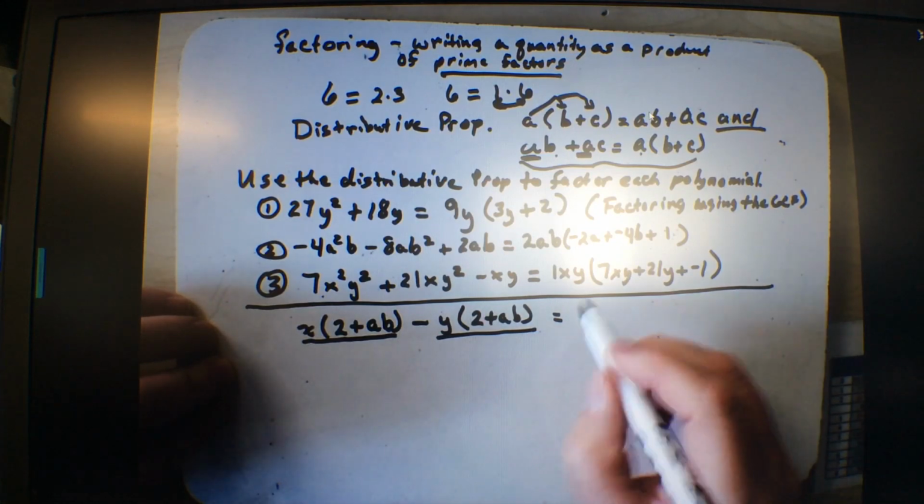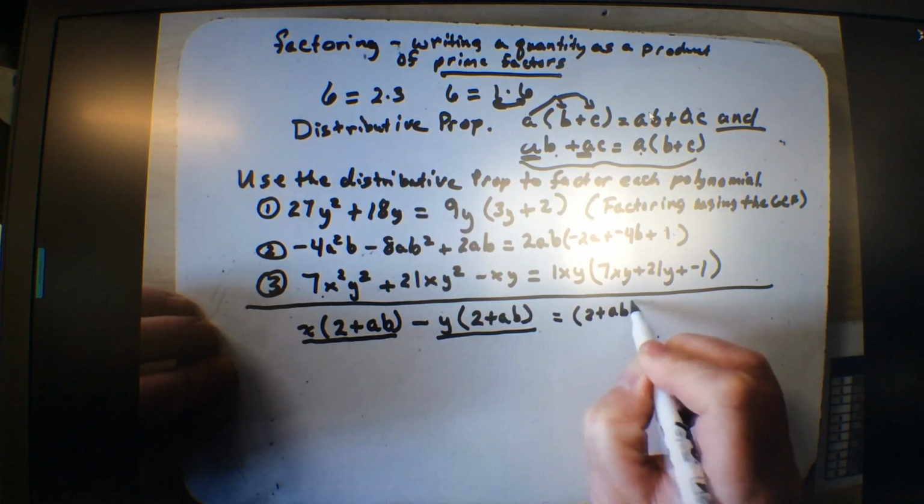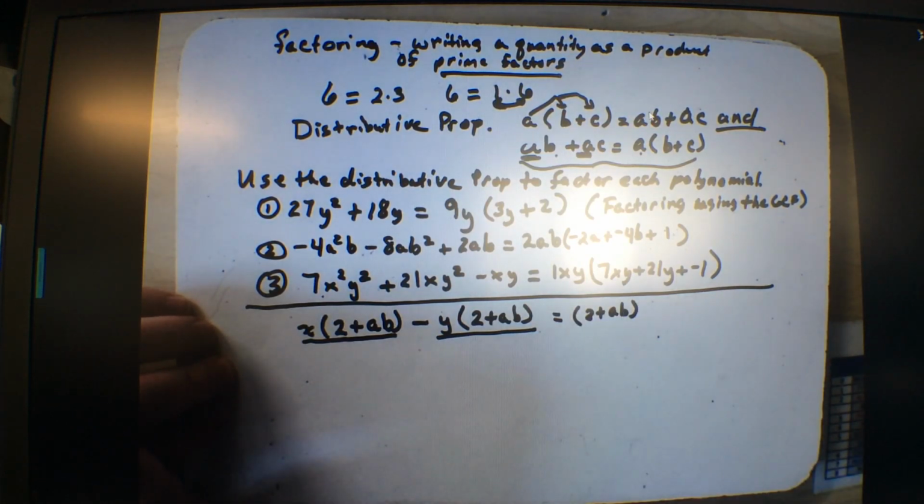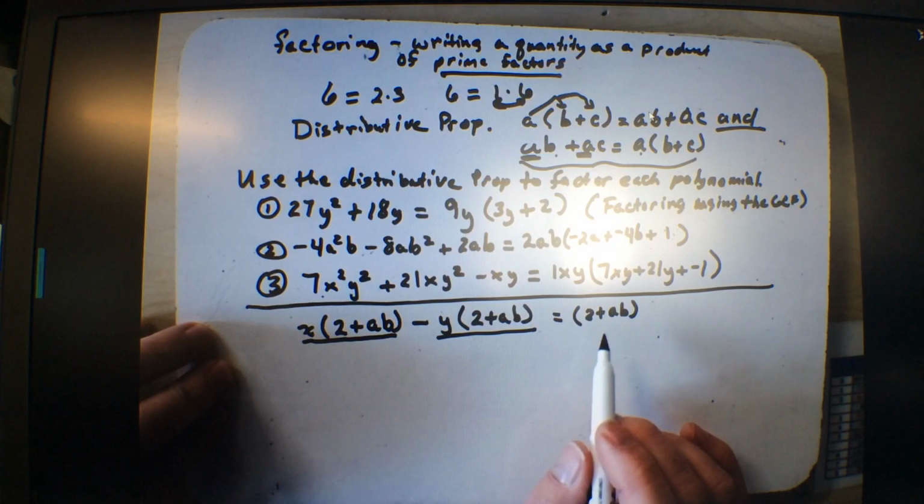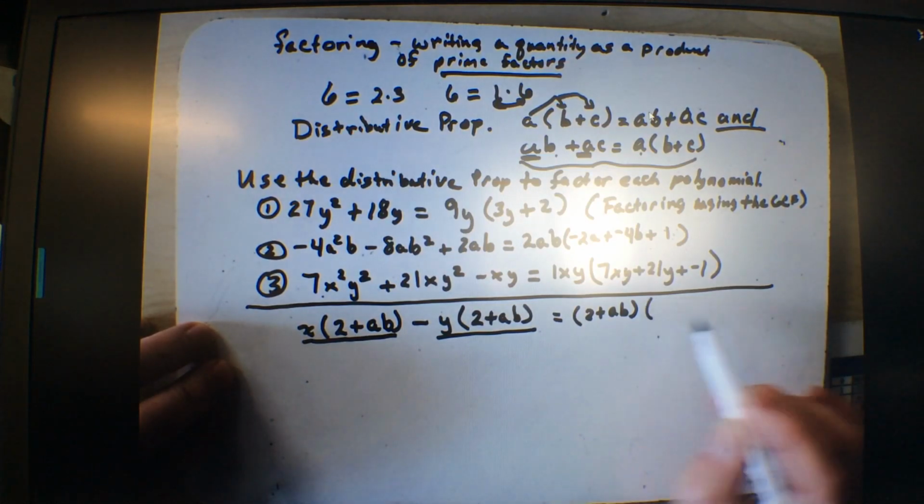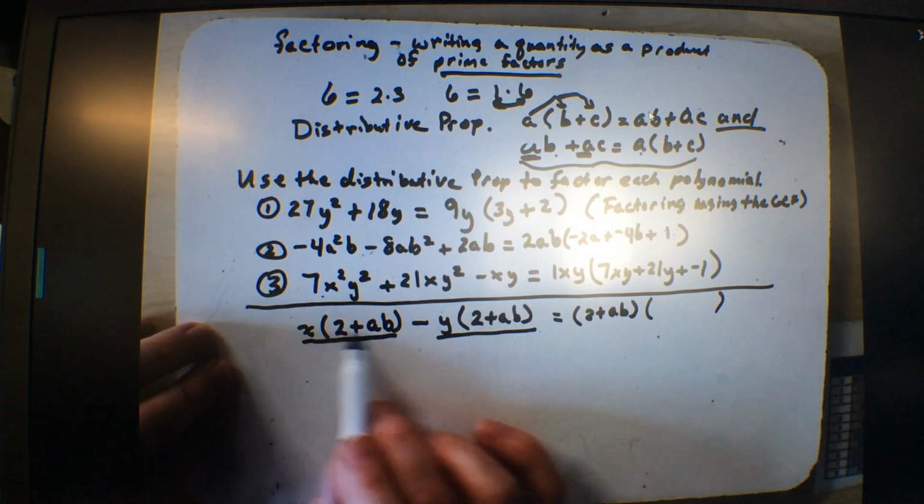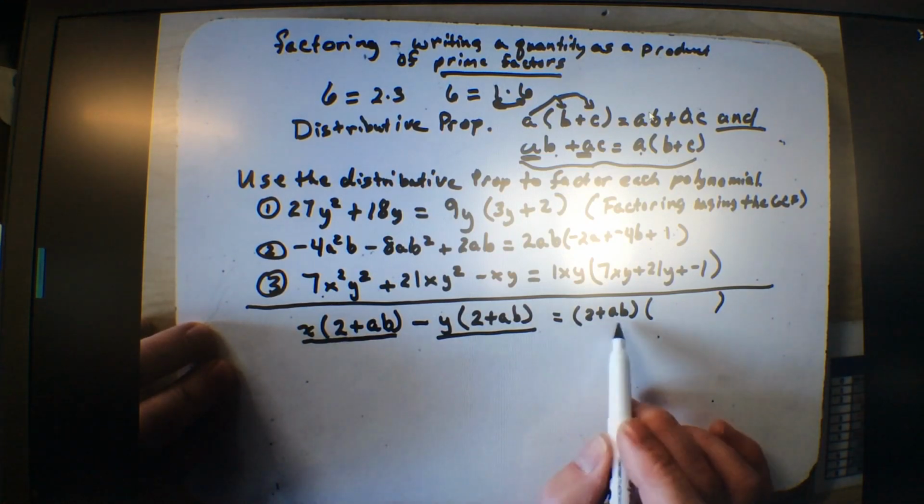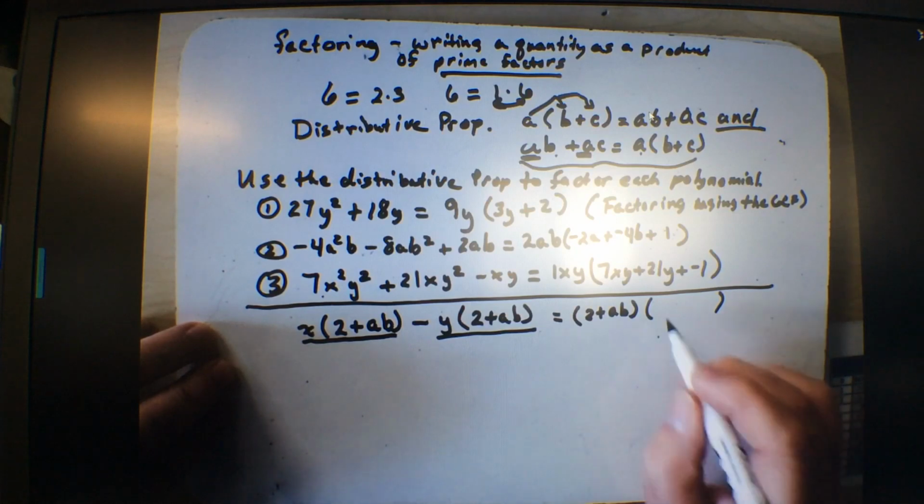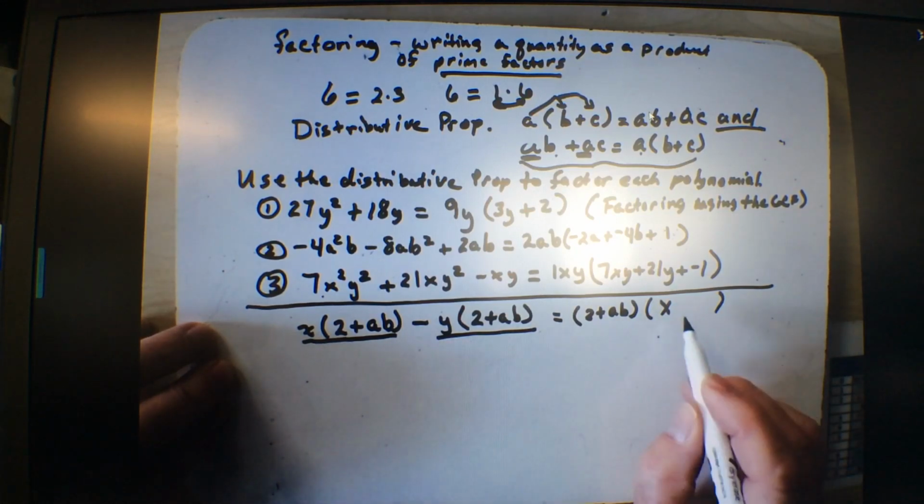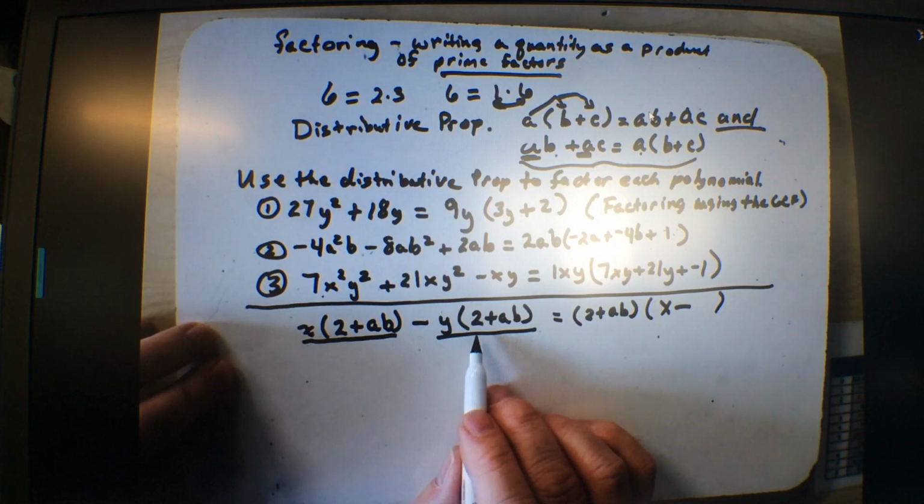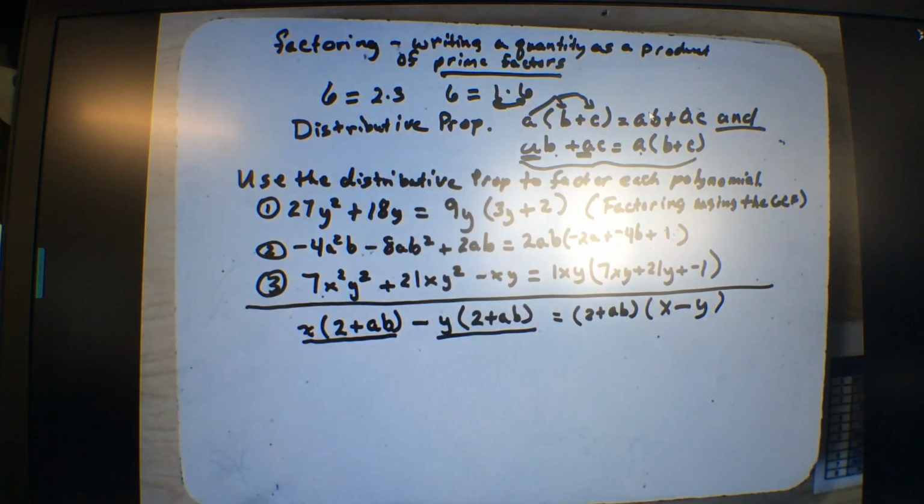2 plus AB. The whole quantity 2 plus AB. Don't they both have all of that in common? Jackson, do you understand that? Okay, Jackson, what's left? Looking at this term, if I divide by this, what's left? X. X is left here, and then this subtraction, and what's left here? Y. Look at that. That is a product of prime factors. Do you understand that?